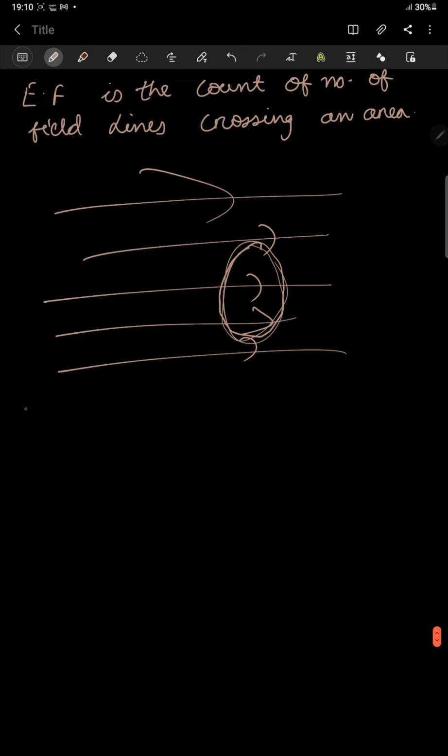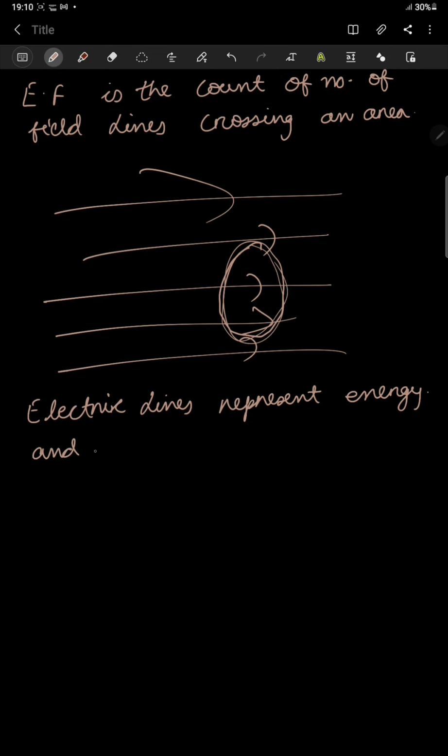Okay, now what does it represent basically? For that, what do electric field lines represent? Your electric field lines represent energy. Okay, and your electric flux, what does it represent? It represents energy flow. This is very, very important to understand. Your field lines are nothing but energy, whereas the flux represents energy flow.